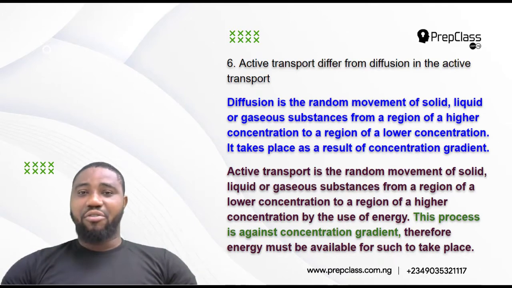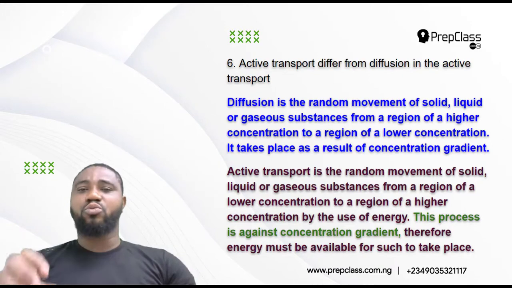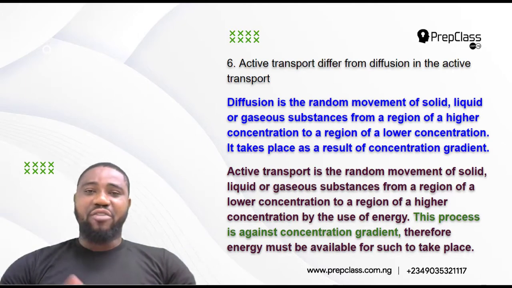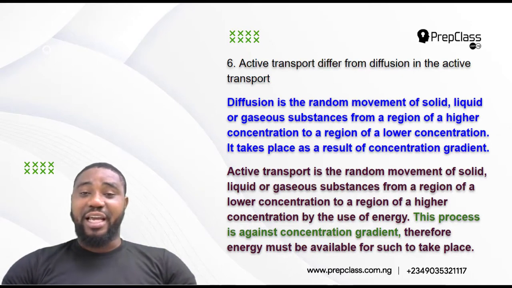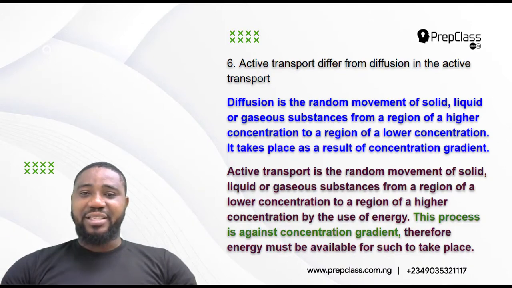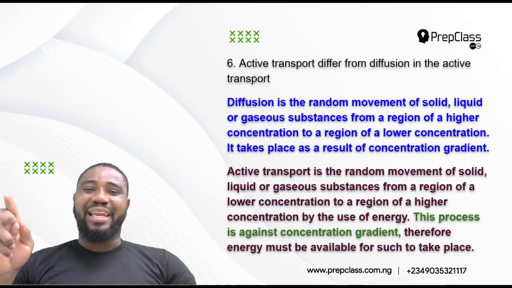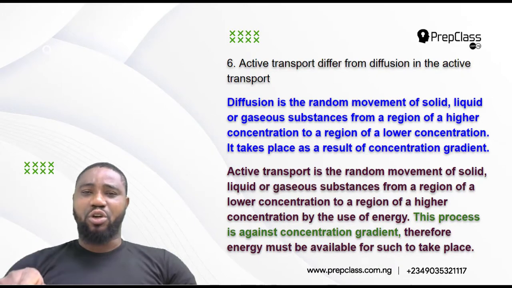It's not easy. For that to take place, there must be energy to force those molecules to move from that lower concentration to enter a place where they are in high concentration. A very good example of active transport is what happens during the digestion process. The molecules or particles of food substances in the small intestine are in small concentration, compared to the amount in the bloodstream. In the bloodstream, they are in high concentration, but in the small intestine, there is smaller concentration or lower concentration.